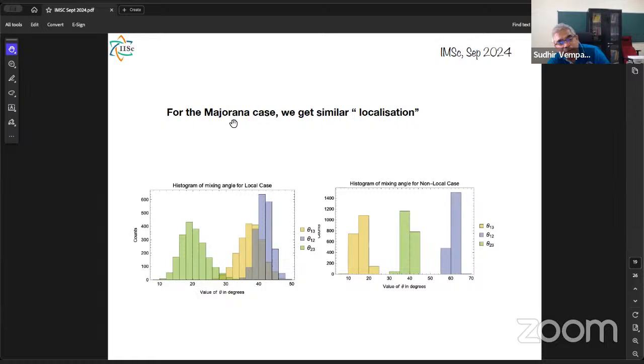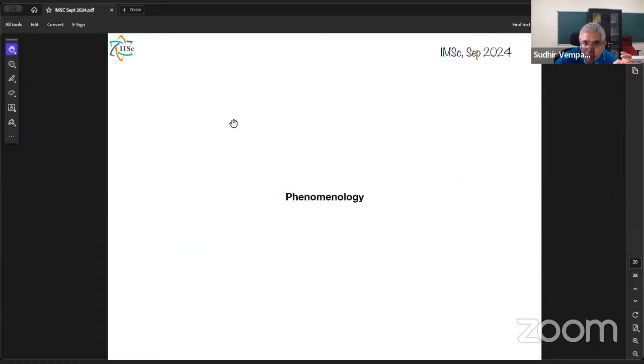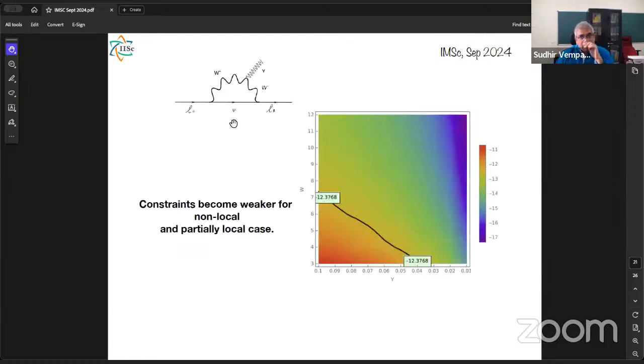Now, while you can explain the neutrino masses and mixing angles very well, you can also easily explain the charged lepton mass matrix as well as the hadronic sector. I'm not going to share any results from the hadronic sector because I'm focusing on neutrino masses, neutrino flavor.